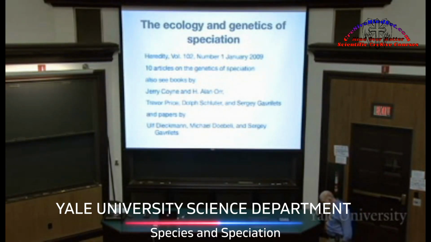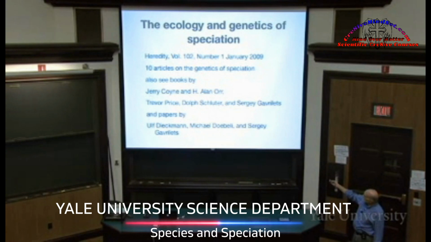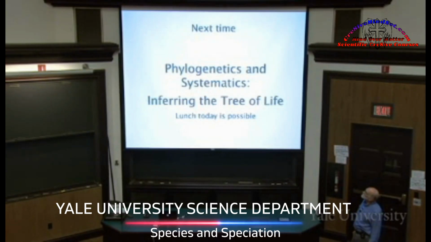Now, if you get interested in this stuff, I've stuck this in so you'll have this for reference. The January 2009 issue of Heredity has 10 articles on the genetics of speciation. Jerry Coyne and Allen Orr have a good, fairly recent book on speciation. You can also, if you want to, search for Trevor Price, Dolph Schluter, Sergey Gavrilets, Ulf Dieckmann, Michael Doebeli, and you'll pick up books and papers on recent speciation ideas.